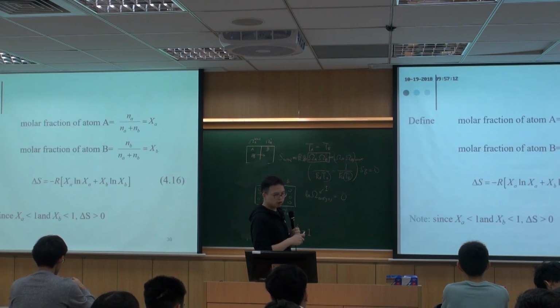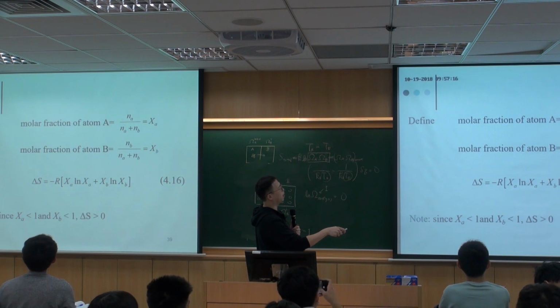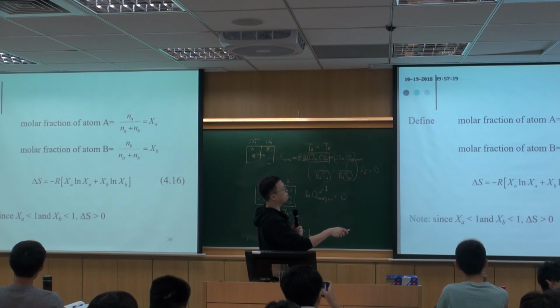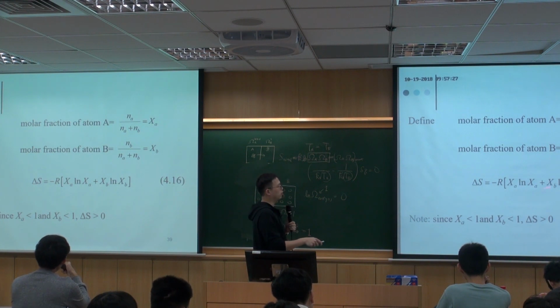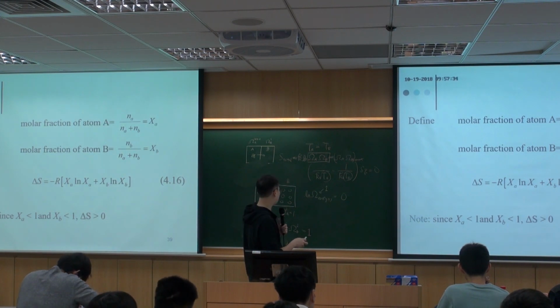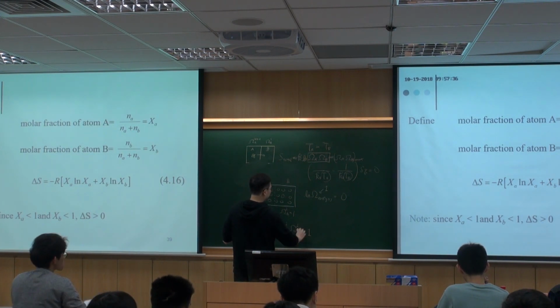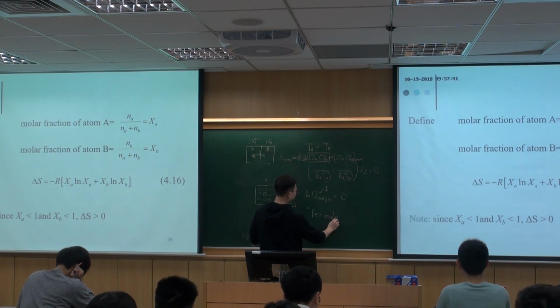So the mole fraction of A, let us define that as represented by XA, and that for B is XB. Then the mixing entropy change per mole is very simple. It's delta S equals minus R times XA log XA plus XB log XB. But please bear in mind that this expression is for per mole.